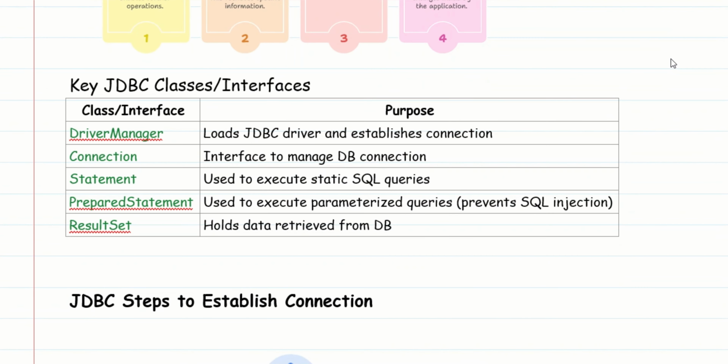So we have some classes and interfaces within JDBC. That is the DriverManager, which loads the JDBC driver and establishes connections. Then a Connection interface to manage DB connections. Then Statement, which is used to execute static SQL queries. Then PreparedStatement, used to execute parameterized queries. You can pass the parameters here, and which helps prevent SQL injection. Then we have a ResultSet which holds data retrieved from the DB.